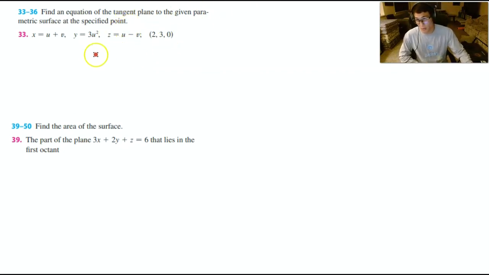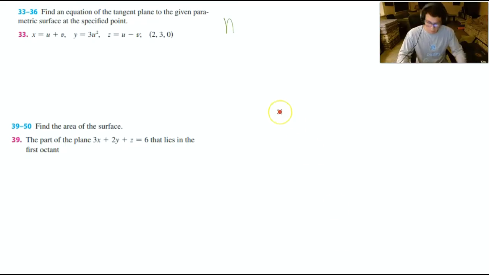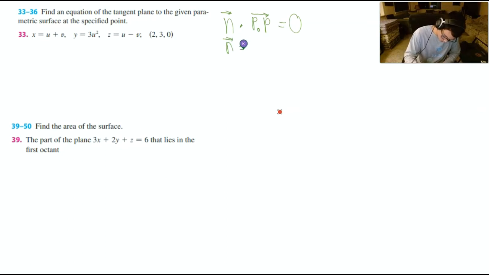So we want to find the tangent plane at that point. Well, we know the formula for a plane. It's the normal vector dotted with the position vector, and it's equal to 0. And then you ask, what is the normal vector? Well, the normal vector is equal to r_u cross r_v. That's all you need to know.